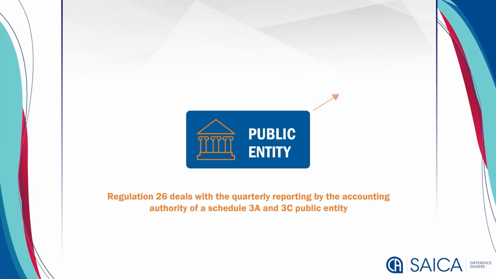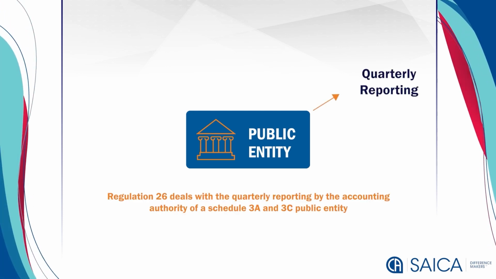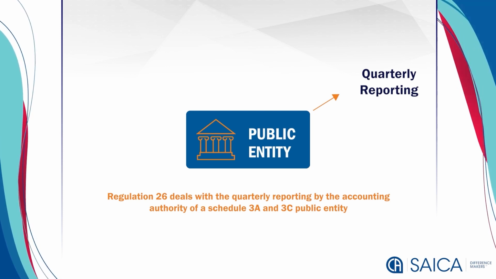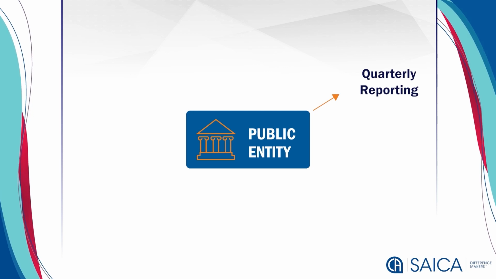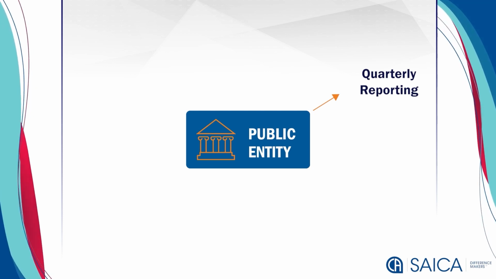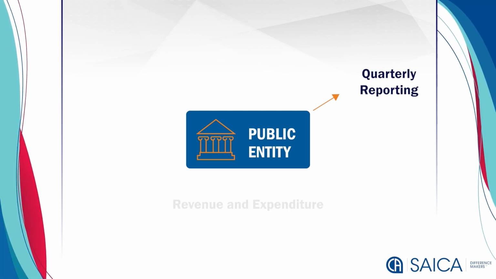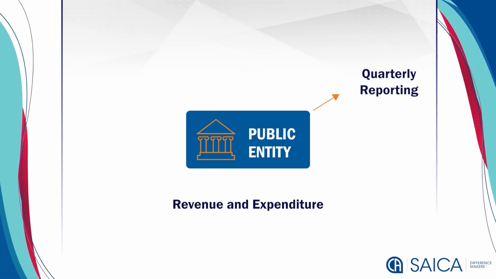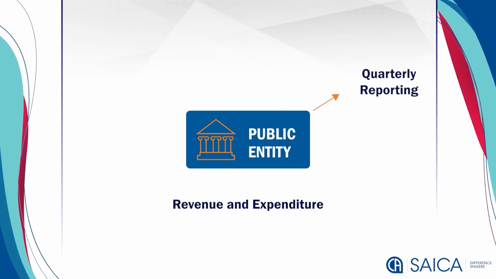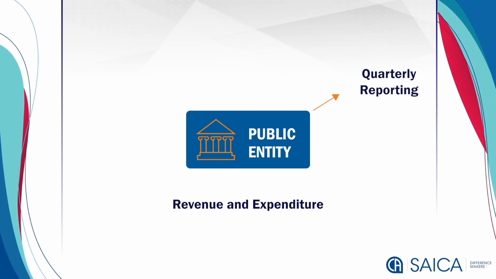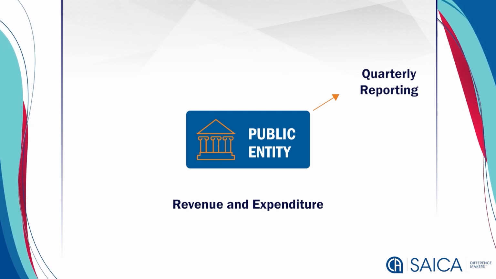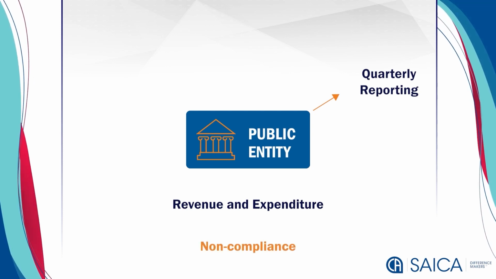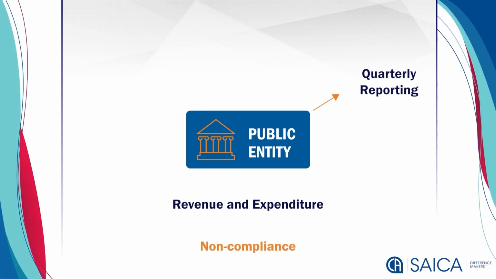Regulation 26 deals with the quarterly reporting by the accounting authority of a Schedule 3A and 3C public entity. The public entity must report quarterly to the executive authority on its actual revenue and expenditure for that quarter, as well as projection of expected expenditure and revenue for the remainder of the current financial year, as well as the extent of compliance with the PFMA and related regulations together with the reasons for the non-compliance.